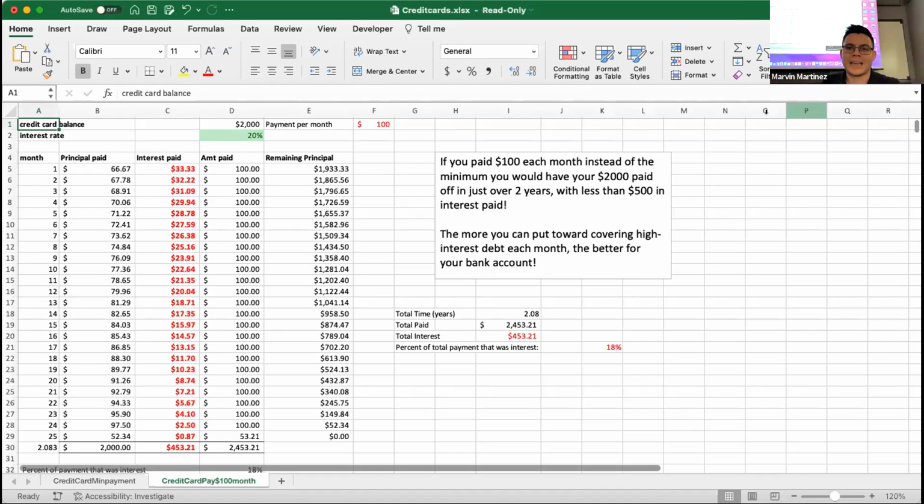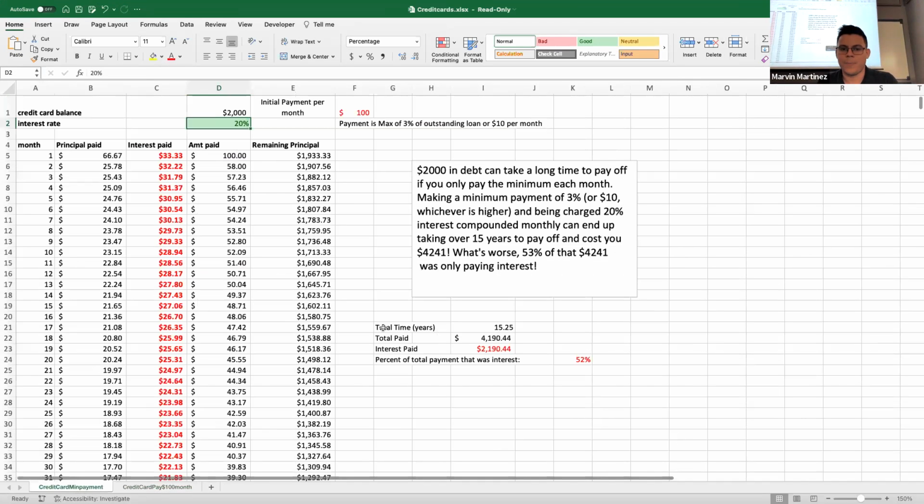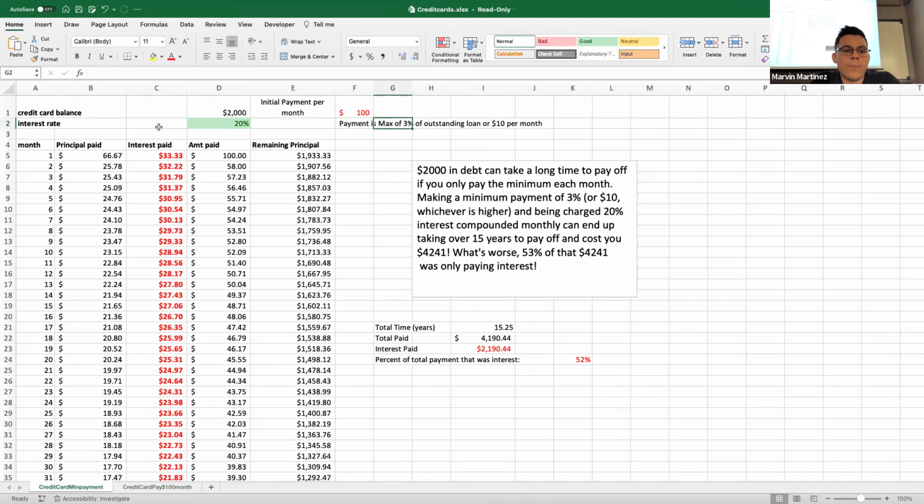So, okay, we have here our Excel. Can you see the Excel on the Zoom meeting? Yes. Perfect, all right, thank God. All right, so we have an example of a credit card balance, right? So we have $2,000. The interest rate is 20%, right? Okay, so the minimum payment is 3%, right? It's like $10 a month, right?